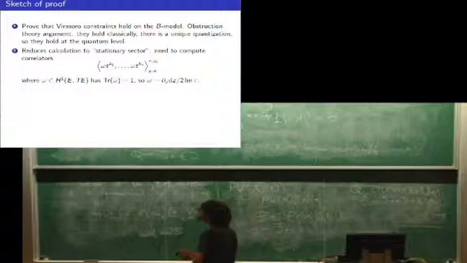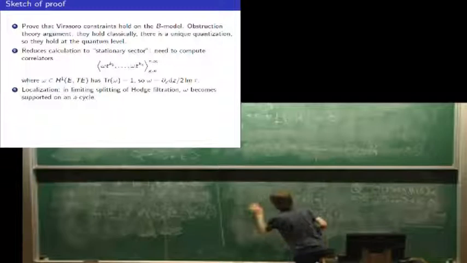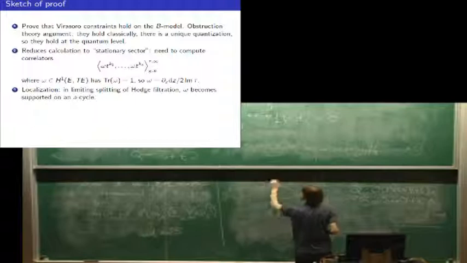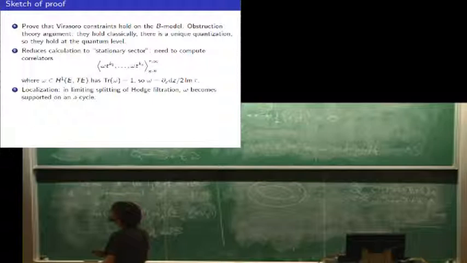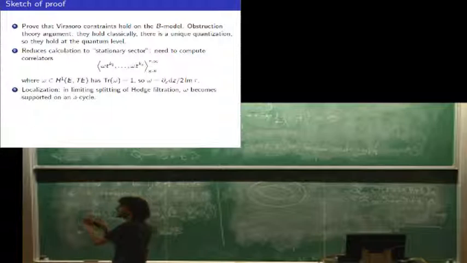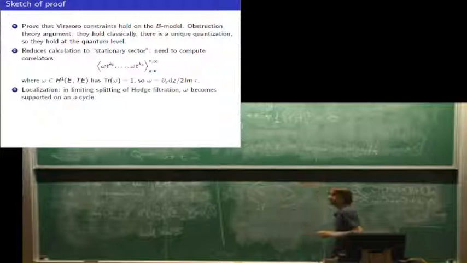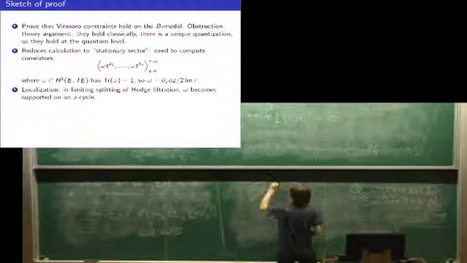Now, maybe here's the absolutely key idea. I'll draw my elliptic curve. I'm taking some limiting splitting of the Hodge filtration. I'm taking this guy in. This is really a class in H1 of the structure sheaf, if you like. And in some limiting splitting of the Hodge filtration, when I represent it as a Dolbeault cohomology class, it becomes supported entirely on the A cycle. So if I take n of them, I can make them all supported on n parallel A cycles.